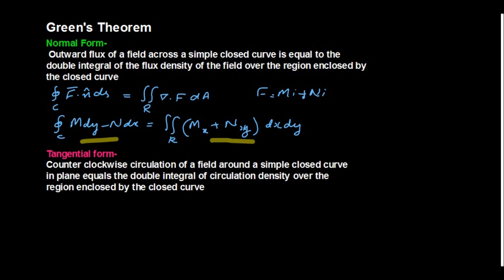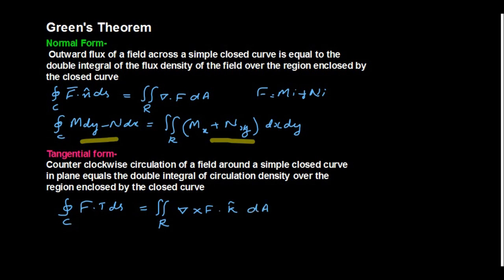In notations, I write integral over C F dot T ds, which represents the circulation, which is equal to double integral over R, and the circulation density is the curl dot product with the normal to the region, that is del cross F dot k, because R is the plane in XY, so normal to the R will be k, unit normal, that is into dA.